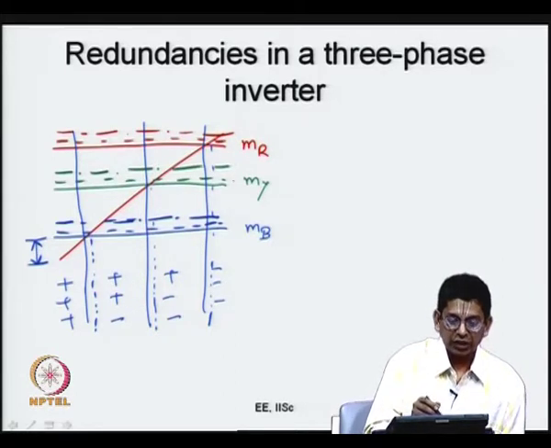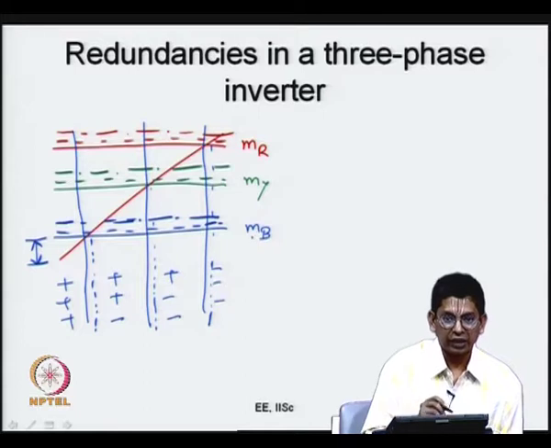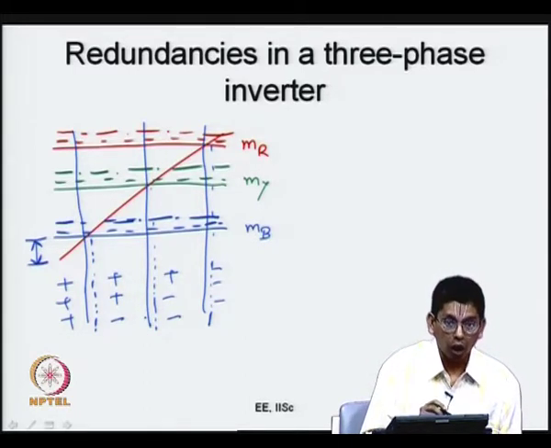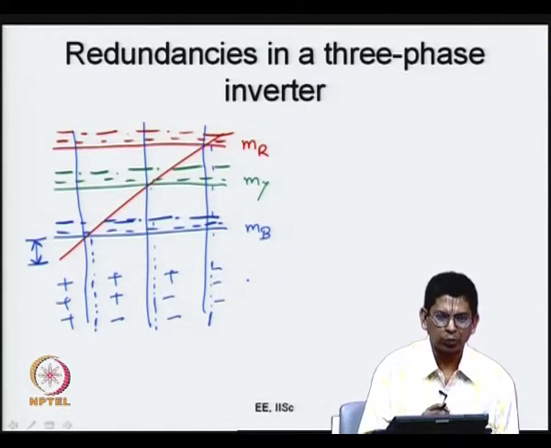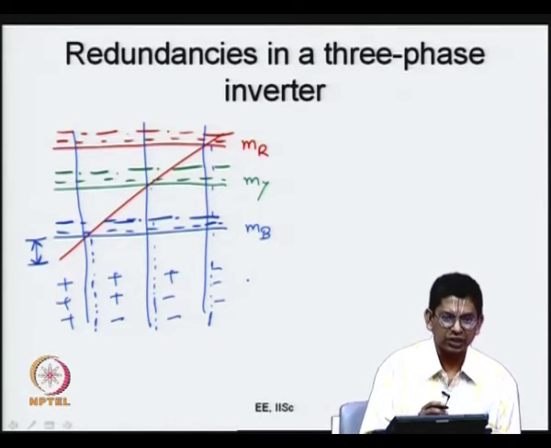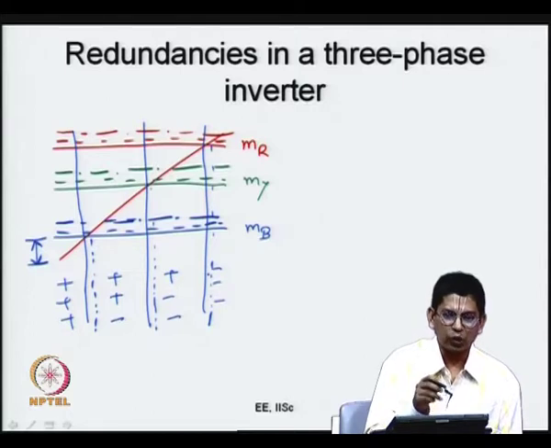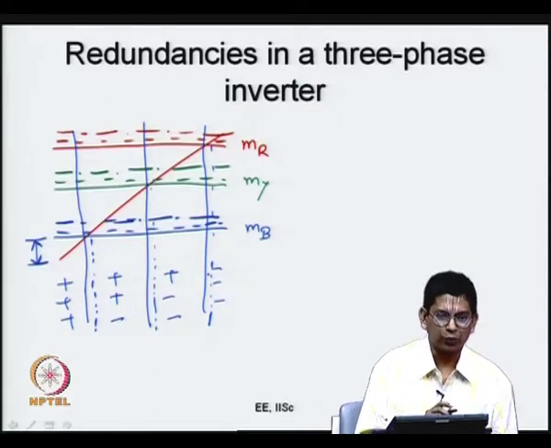So, when you have a situation like this, when Mr is greater than My greater than Mb, it is possible for you to clamp R phase to the positive bus, or it is possible for you to clamp the B phase to the negative bus. So, you try to do one or the other of this. One thing possible to do, since you do it for switching loss, is to see which of the two phases carries higher current, whether R phase or B phase. Whichever carries higher current, you can go and clamp. That is one common sense way of doing it.